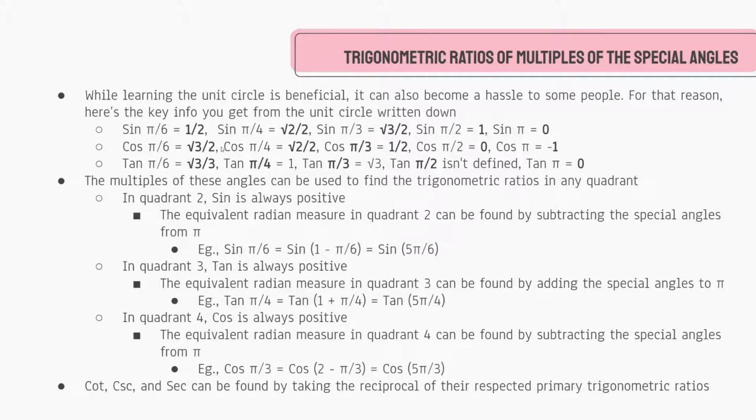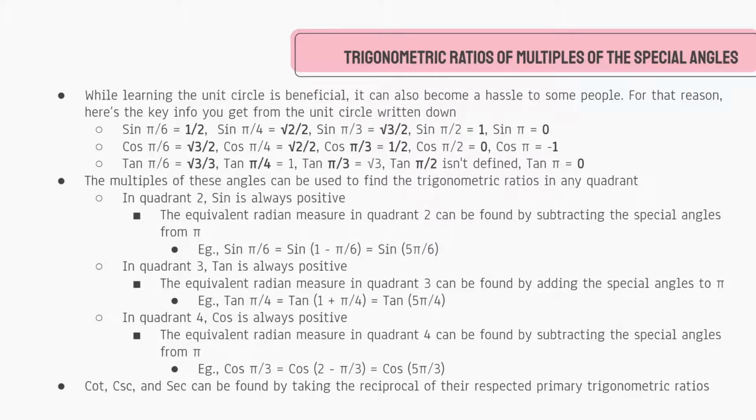If I wanted to do this, for example, for cosine, I would do the same exact thinking. I would do cosine, let's say pi over 4 is equal to cosine pi minus pi over 4, which is equal to cosine 3 pi over 4. The difference here is since it's cosine, it is not positive anymore, so we just plop a negative in front of the value. So as I said before, cosine pi over 4 is square root of 2 over 2, so cosine 3 pi over 4 is negative square root of 2 over 2.